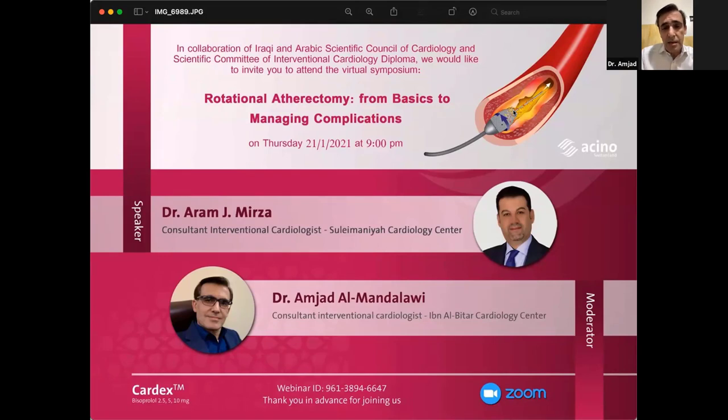I think the important thing is your feeling, and what you said, the pecking motion. So initially you will feel resistance, but once you ablate more and more, you will find that the burr is going easily. And here comes the importance of what is called the final polishing run, where the burr goes in and out very easily without any reduction in the rotational speed.